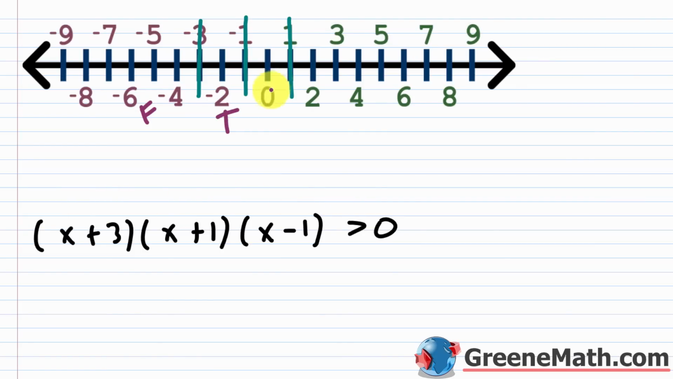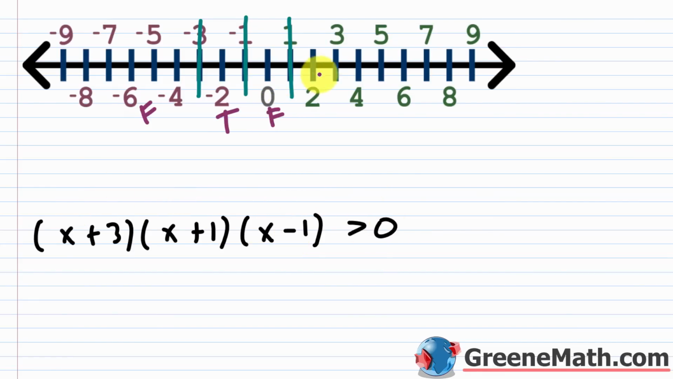Let me get rid of this. And now here, in this region, you could pick 0. So that's between -1 and +1. Well, this would be positive. This would be positive. And this would be negative, right? 0 - 1 is -1. So positive times negative is negative. A negative is not greater than 0. So this is false. This is not going to work.